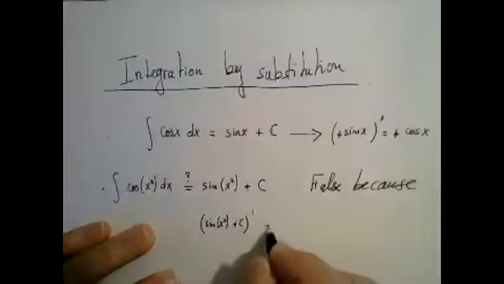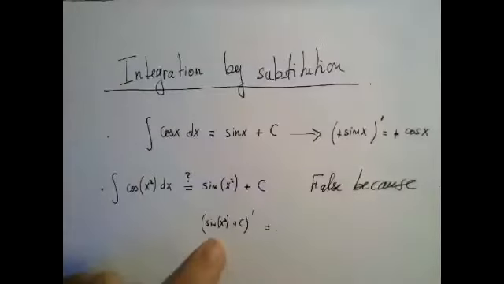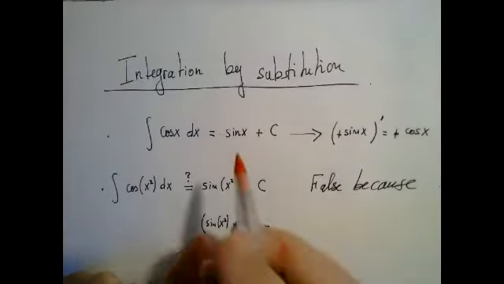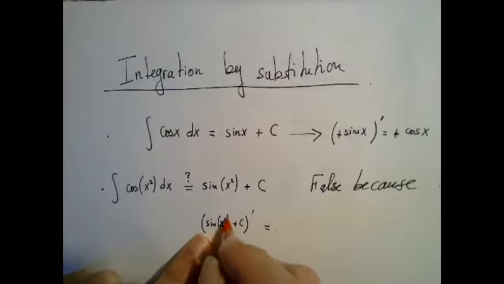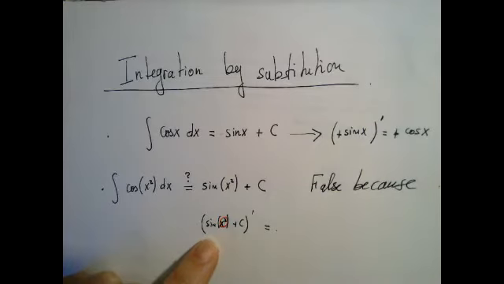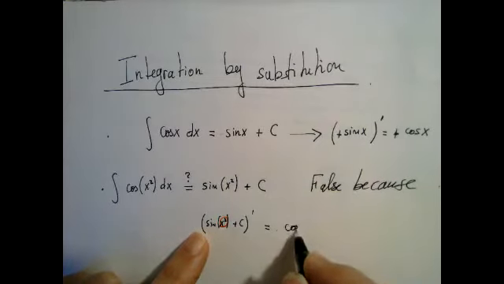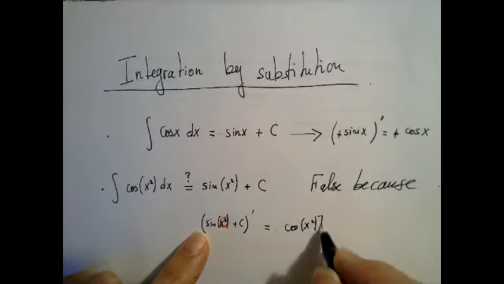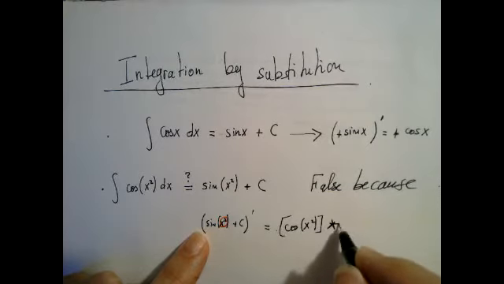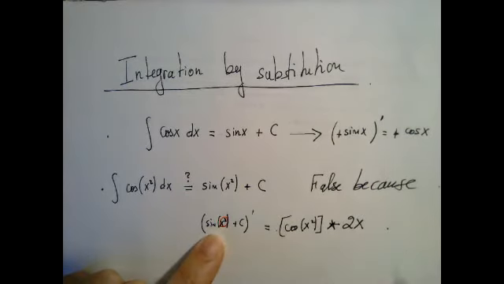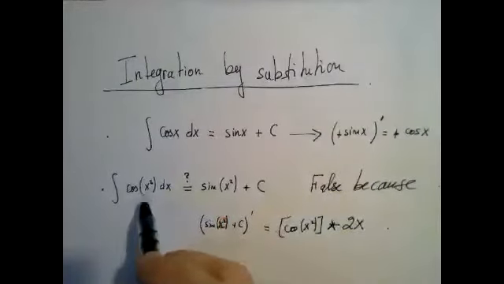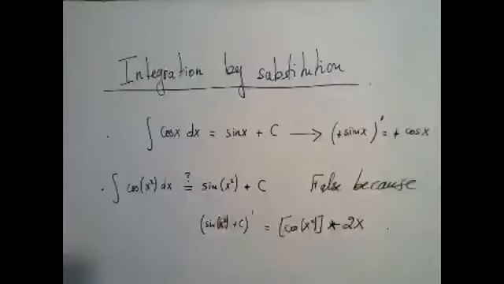Plus c, what should you get? Remember, we have here an inside function, x squared, that really gives us a headache. So what's the derivative of sine x squared? It's going to be the derivative of the outside times 2x, the derivative of the inside. So it's absolutely false. The minute I have an inside function, sine x squared totally falls apart; it is not correct.